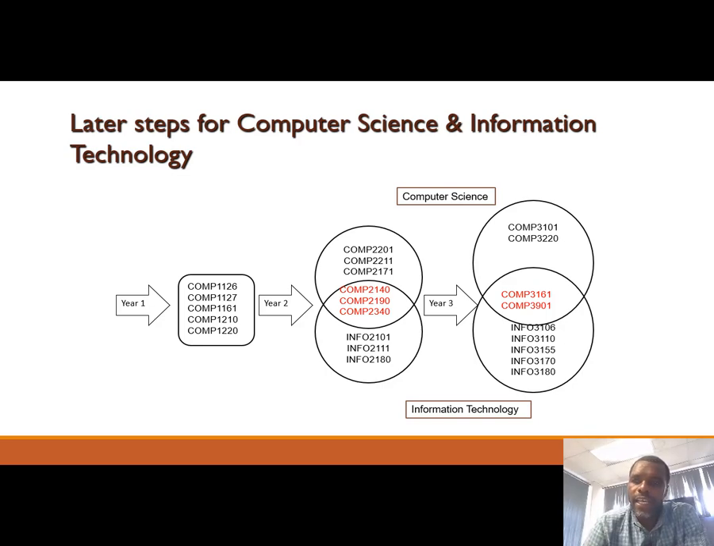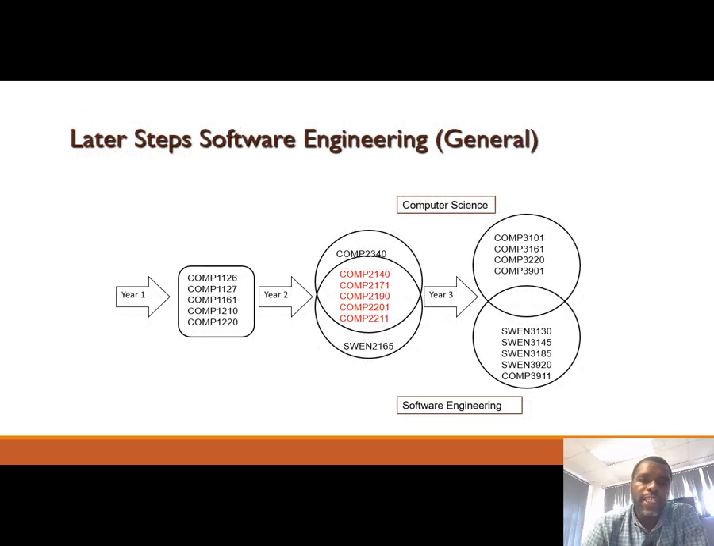If you're doing the software engineering major at year 2, you're going to take Comp 2140, 2171, Comp 2190, Comp 2201, Comp 2211, and SWEN 2165. Okay, this is just to give you an idea of what comes up. Many of the level 1 courses are prerequisites for these advanced courses. So please work hard and pass your courses. We want to see that.